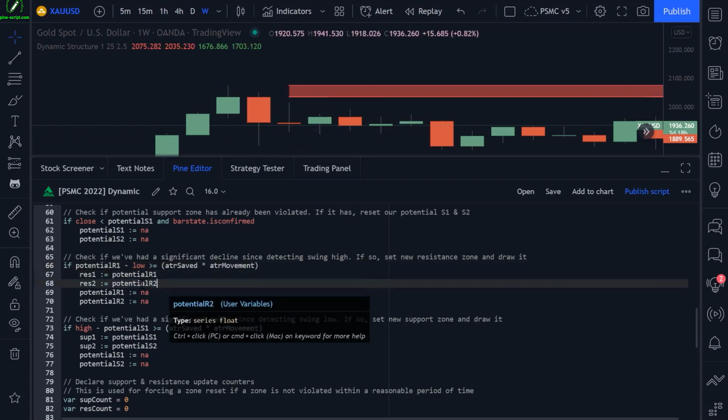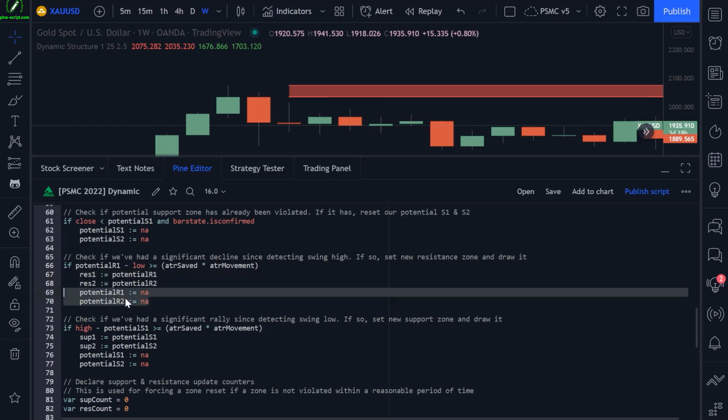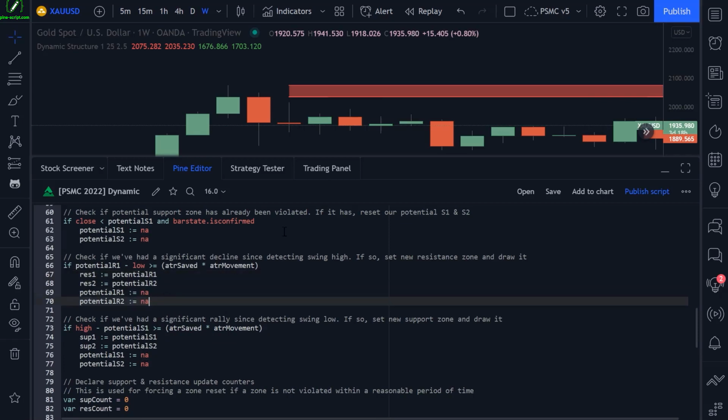So we override our resistance 1 variable and resistance 2 variable with our saved potential R1 and R2, and we reset our potential R1 and R2 to NA, and then the script will just keep drawing this until it gets violated by a close above. If that happens, then the script will begin searching for a new potential R1 and R2.